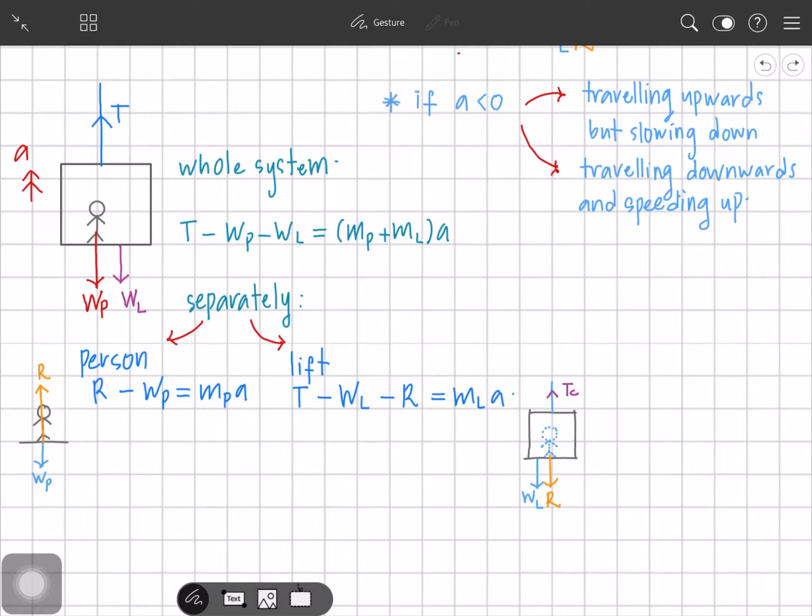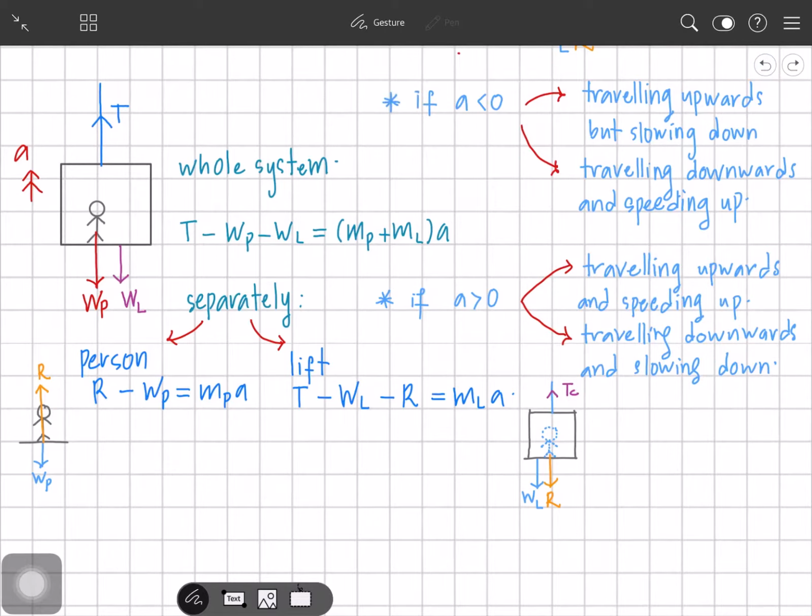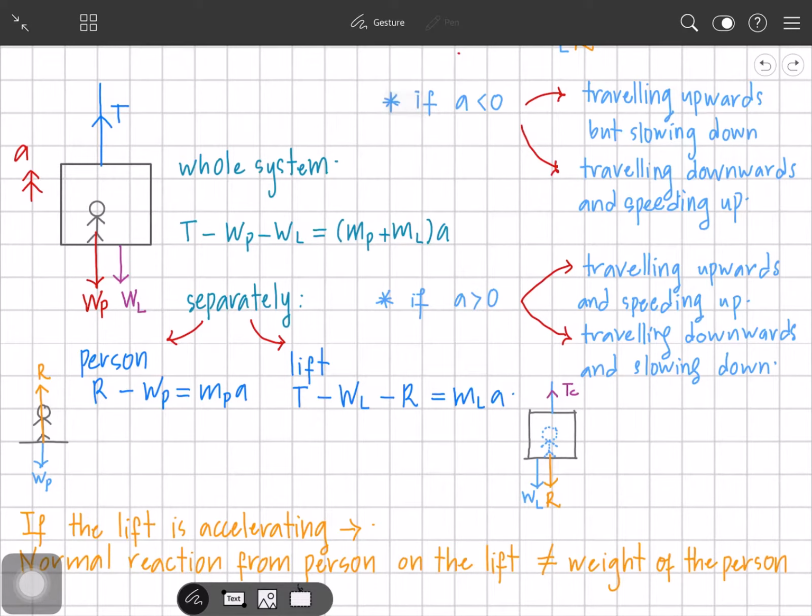Now let's see what happens if the acceleration value is positive. There are two possibilities also. First, the lift may be traveling upwards and speeding up, or the lift traveling downwards and slowing down. If the lift is accelerating, the normal reaction force from the person on the lift is not equal to the weight of the person.